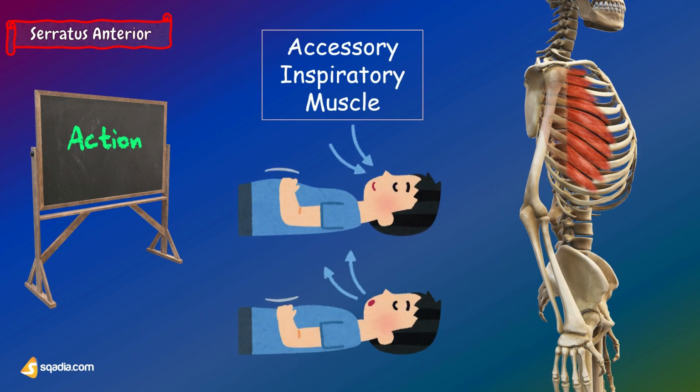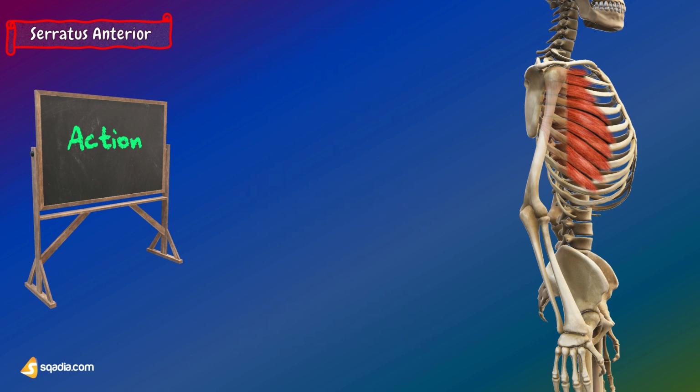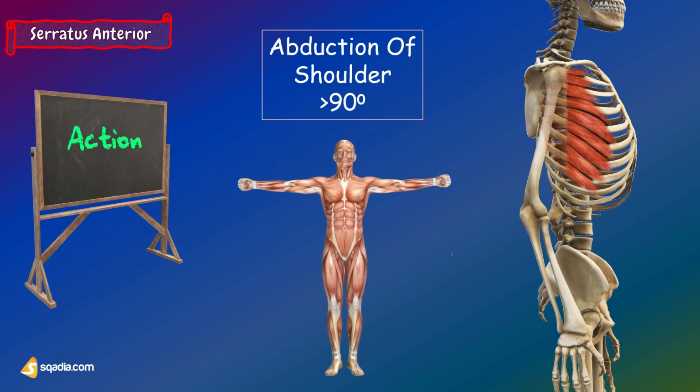Another action is stabilization of the scapula during movements of the arm. Serratus anterior also acts as an accessory inspiratory muscle when the scapula is stabilized, such as when a person is lying down in a supine position. Another action of the serratus anterior muscle is the abduction of the shoulder above the 90-degree angle. That is all about the serratus anterior muscle.